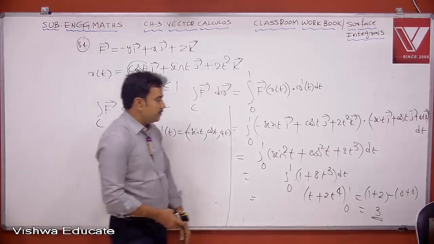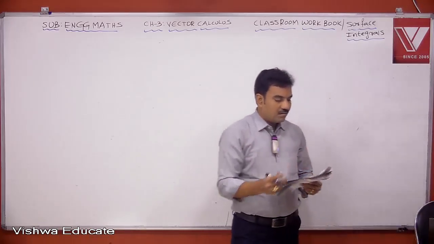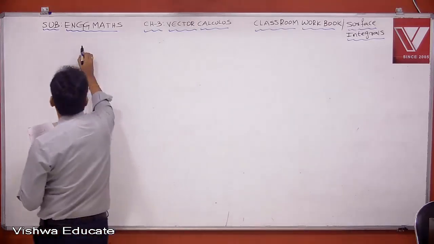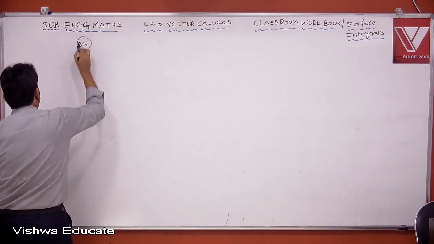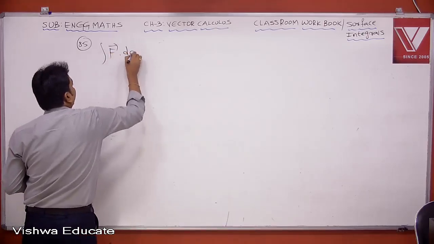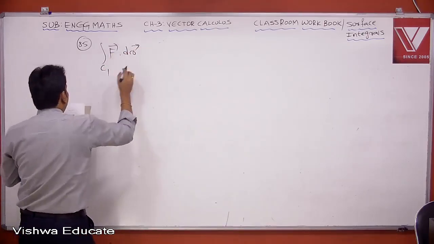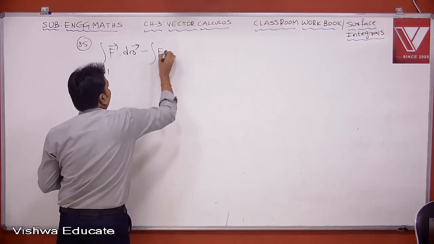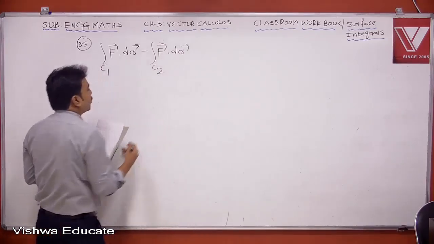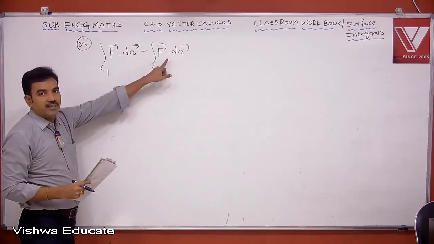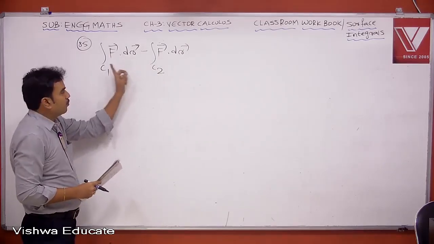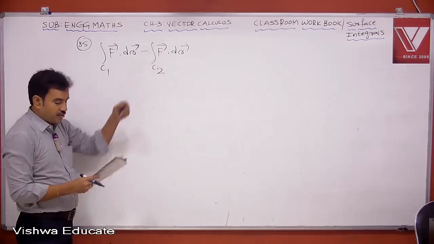Note this. Now the next question, question number 85. The value of the integral of F dot dr over C1 minus the integral of F dot dr over C2. So here we need to find two line integrals. F is fixed, but the curves might be different, so both are two different line integrals.